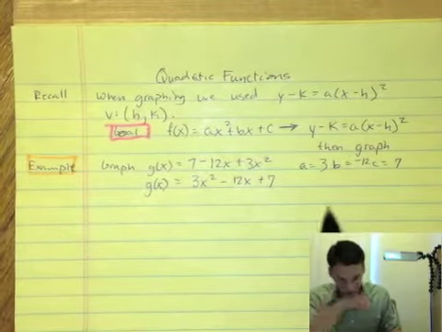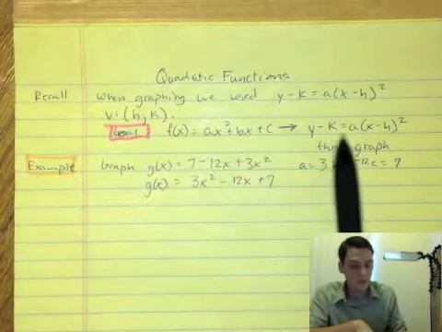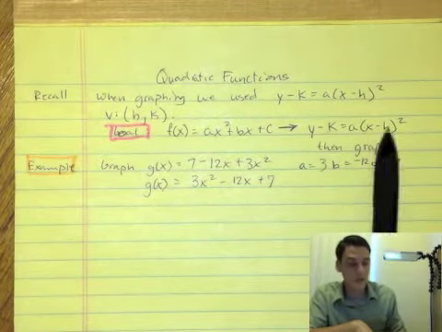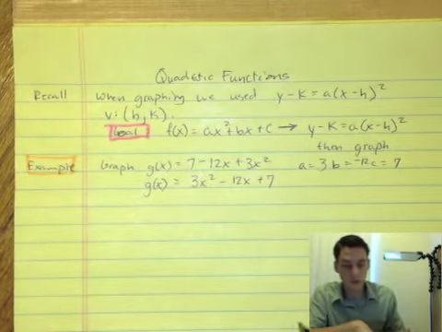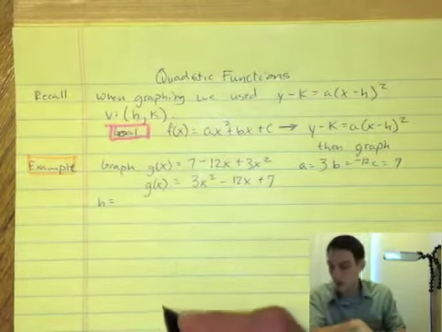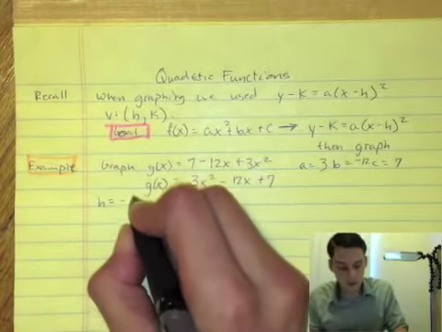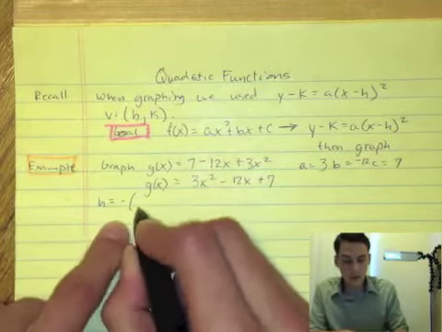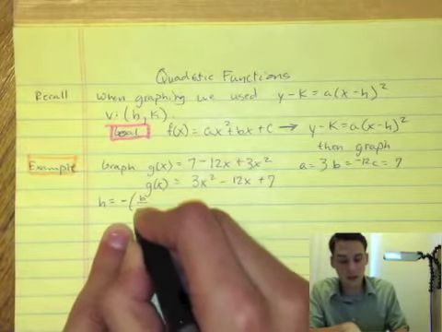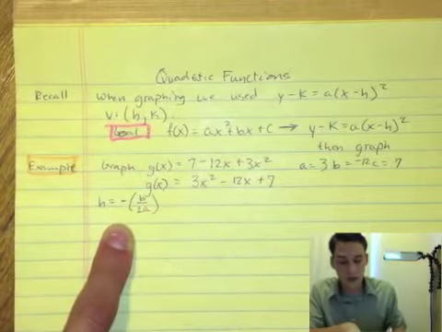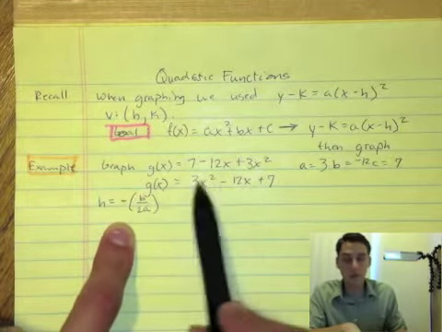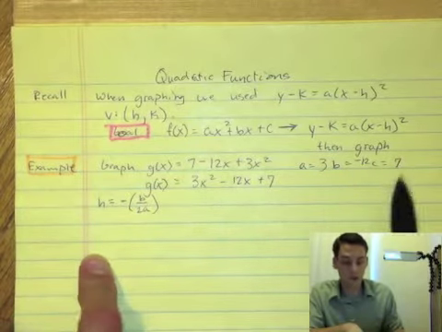Okay? So we figured out a, b, and c. What are the other things we need to figure out? We need to know what k is and what h is. Then we can put it into this form. So to find h, there's a little formula that you'll need. So this is it. H will always equal, from standard form, the opposite of b over 2a. And that's the a and b from standard form. That's why we need to find a, b, and c.